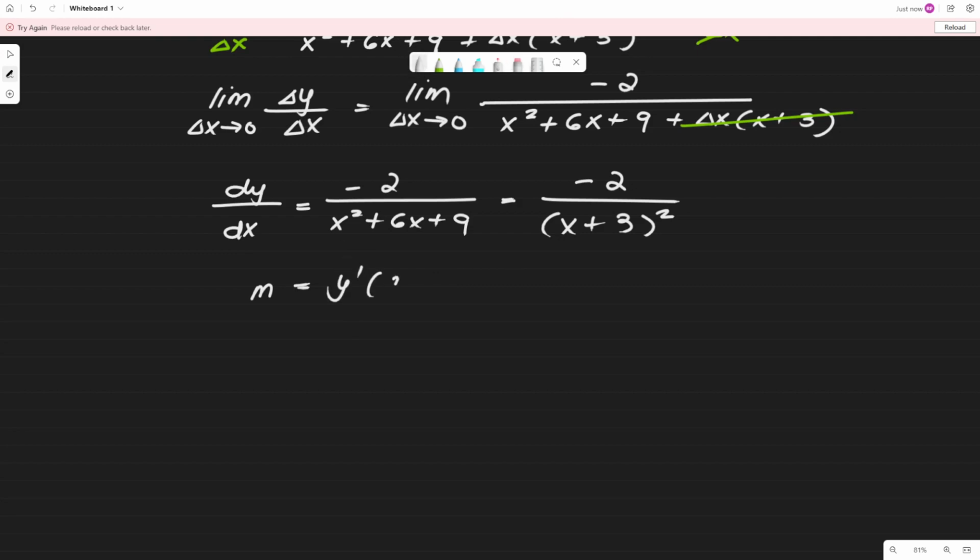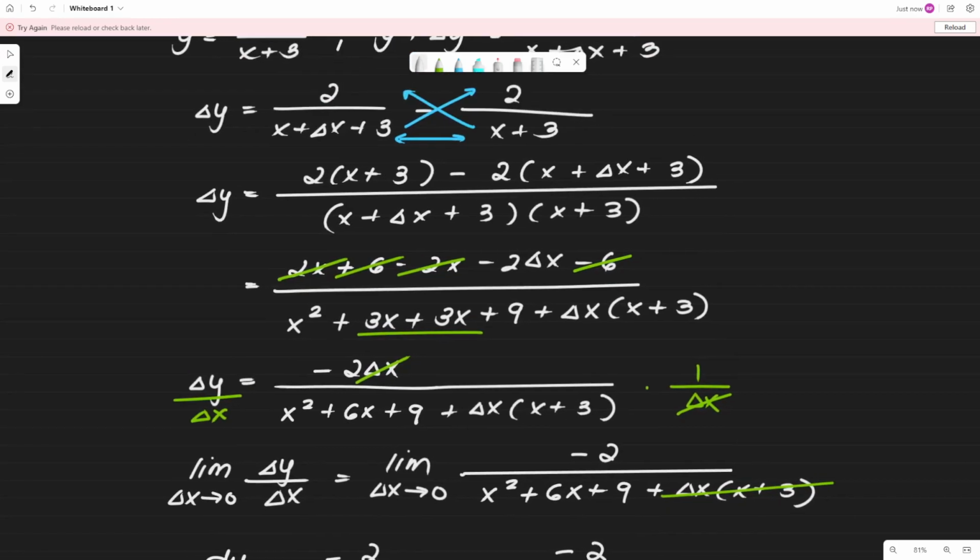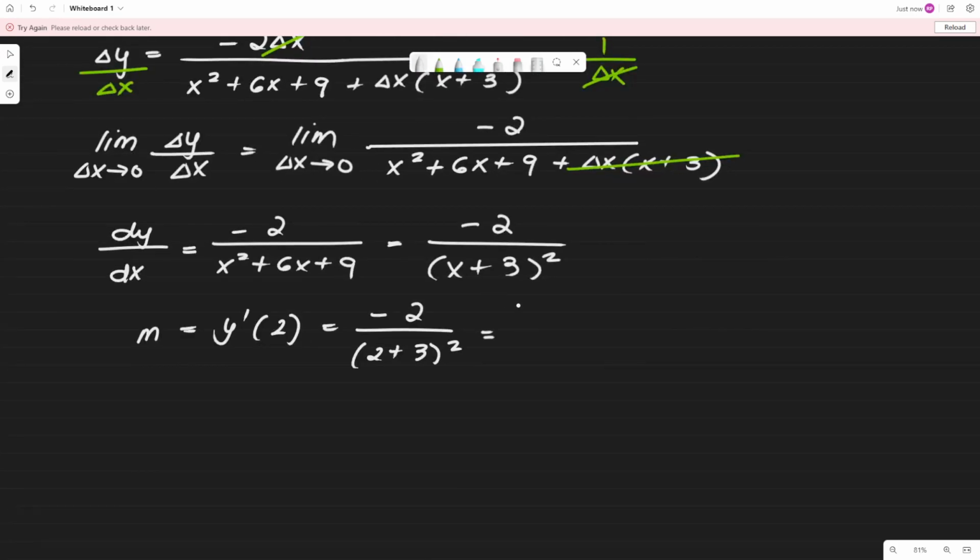y prime of 2, basically, is equal to negative 2 over 2 plus 3 quantity squared. So, we have negative 2 over 5 squared. So, that is equivalent to, and let me double check. Ayan, tama naman. So, negative 2 over 25. So, this is our final answer. Okay? So, yun, no? Ganun lang pagkuha ng slope.